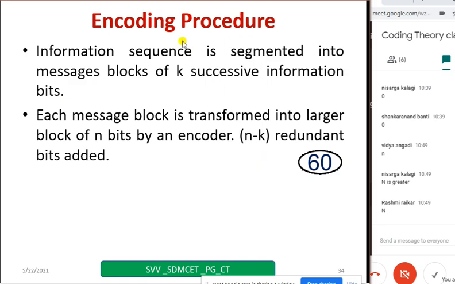Now, the encoding procedure we are going to discuss without taking any numerical example. And similarly, the decoding procedure we discuss without taking any numerical example. It is a generalized discussion. Some students may get some doubts. Don't worry, when you start discussing with a numerical example, you will understand everything and it will become more clear. So this I already told you, the information sequence is segmented into blocks of k successive information bits, and to each block I am going to add n minus k redundant bits.